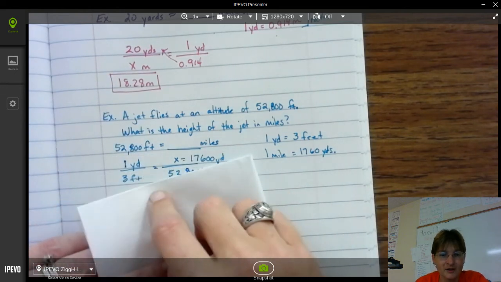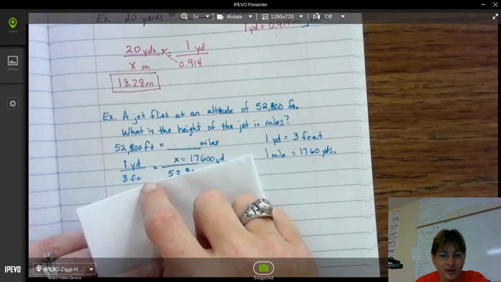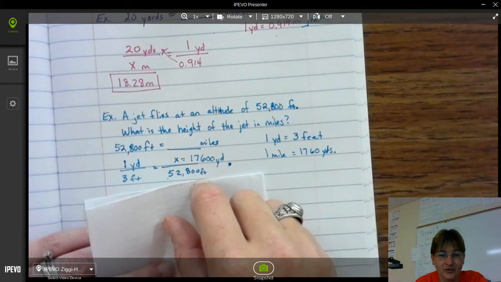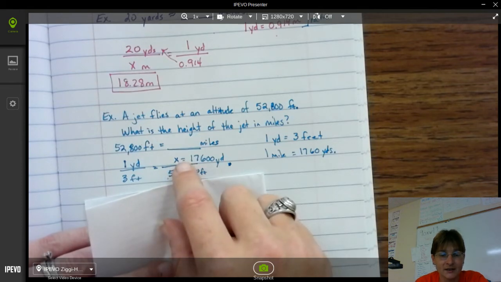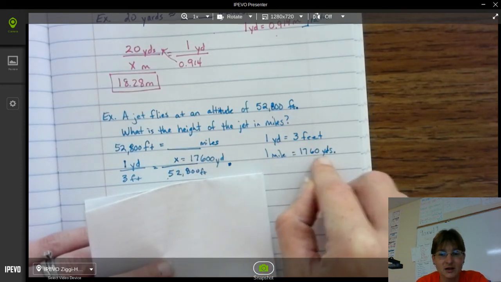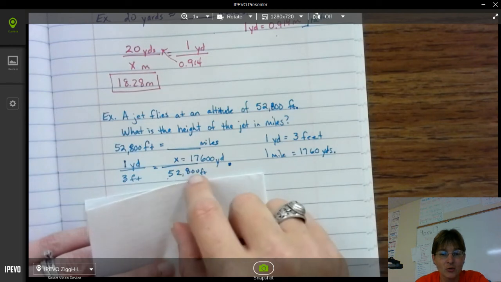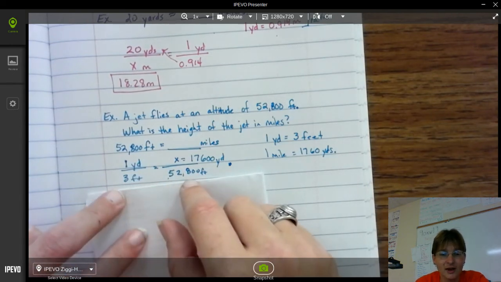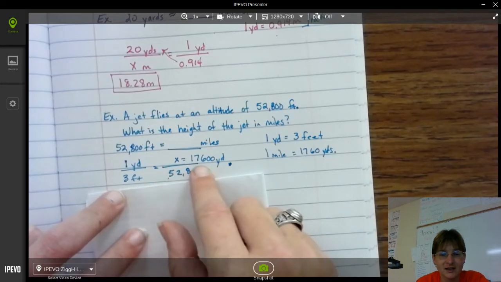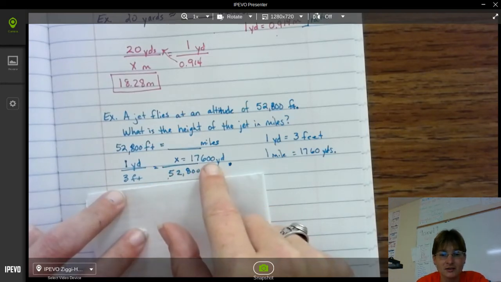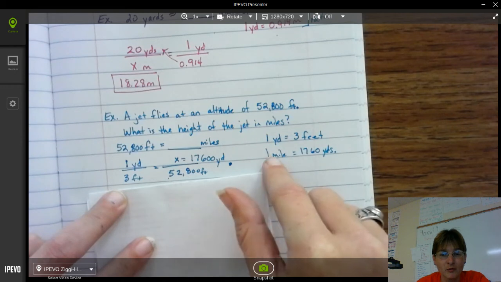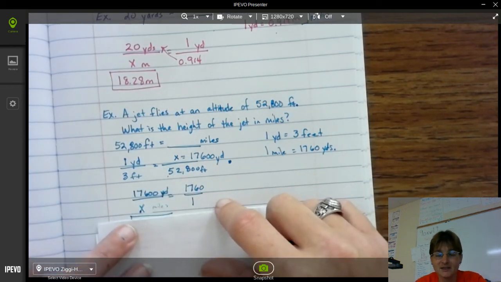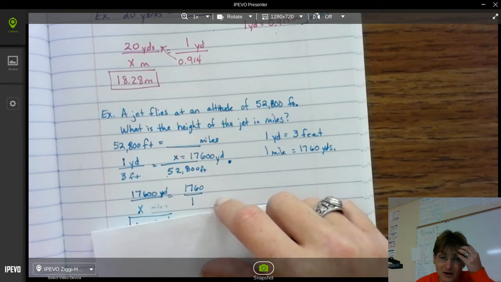So I'm going to use my 1 yard to 3 feet because I do know how many feet. So I have 52,800 feet, and I need to know how many yards that is, because yards is what gets us to a mile. Okay, so when we did the cross product and then divided by the 3, 52,800 feet divided by 3 gives us 17,600 yards. Now I take the ratio of 1 mile equals 1,760 yards.